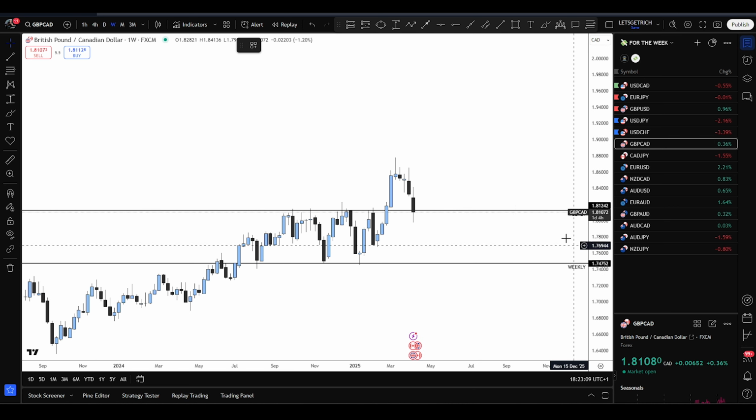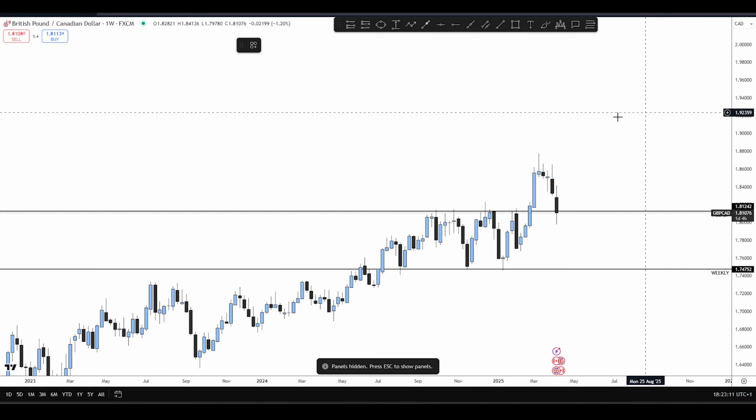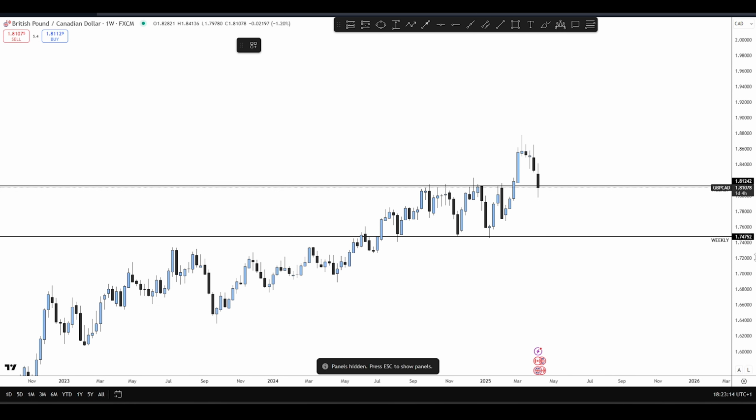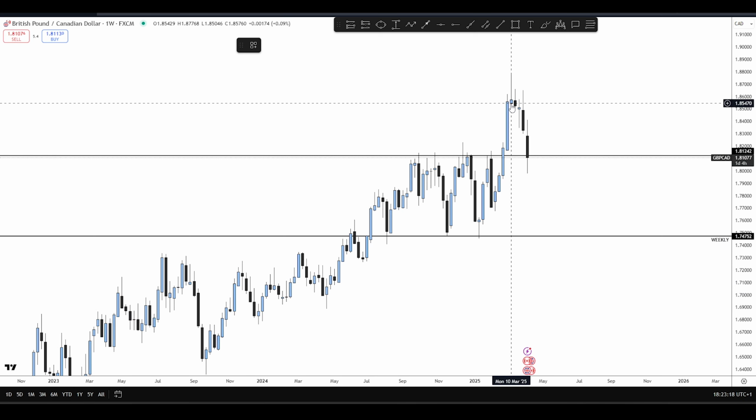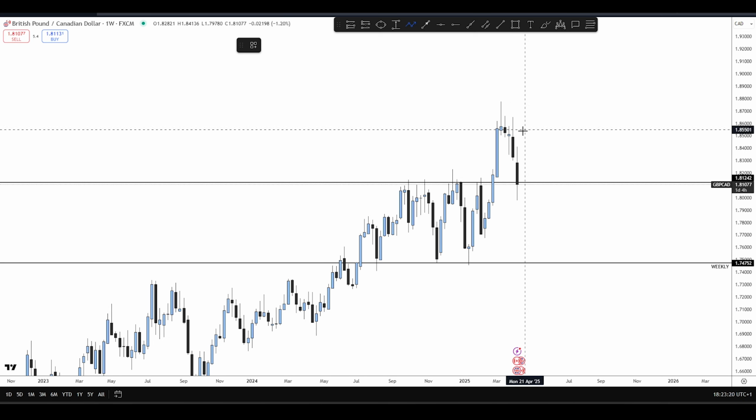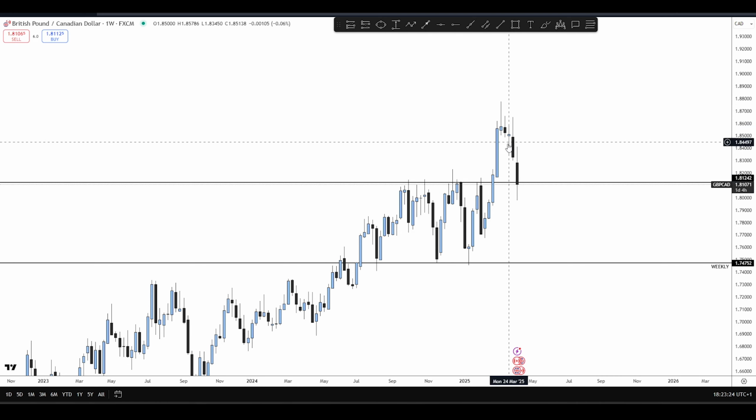So if I just take you to the weekly time frame, where I like to start my analysis. As you can see, price is long term, obviously, in an uptrend, but since making this higher high, I was anticipating that price could pull back into this level. Simply, that's all I was looking at.